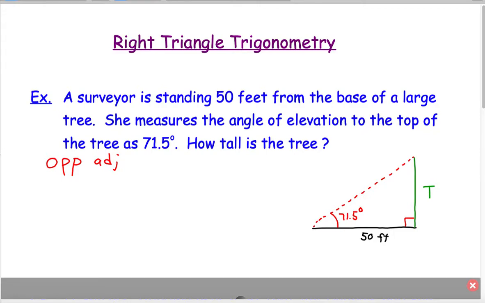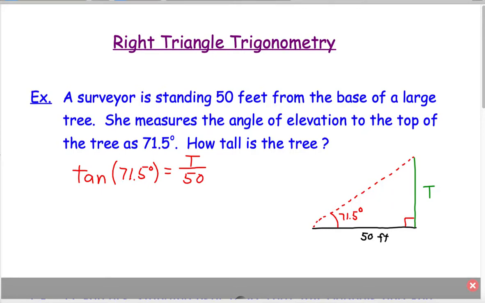Which trig function uses the opposite and the adjacent? Oh yeah, that was tangent, right? SOHCAHTOA. So what we're going to do is write a tangent equation, and we'll say the tangent of that angle, which we know is 71.5 degrees, equals the opposite leg, which is T, over the adjacent, which is 50 feet. And now we just need to solve that equation.